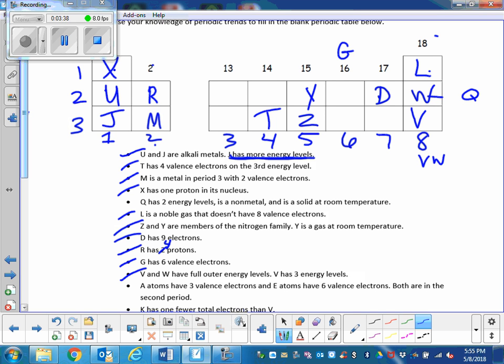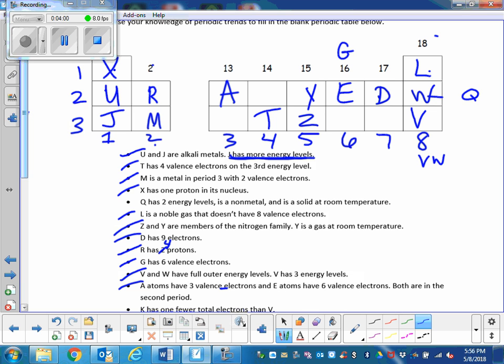A atom has 3 valence electrons, and E atom has 6 valence electrons. Both are in the 2nd period. So 2nd period, A is going to have 3 valence electrons, and E atom is going to have 6 valence electrons. So here is E.